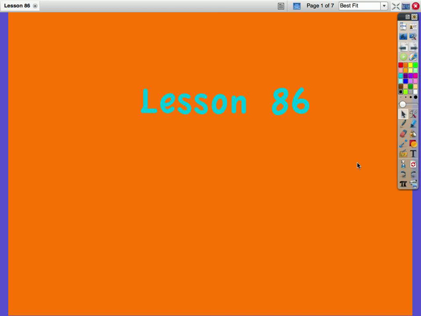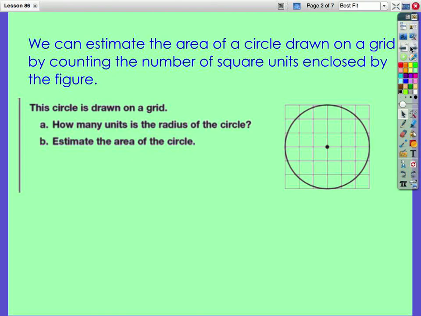For lesson A6, we're going to talk about area of a circle. We can estimate the area of a circle drawn on a grid by counting the number of square units enclosed by the figure. The circle is drawn on the grid. We want to know how many units is the radius of the circle. Remember, the radius is from the center to the outside of the circle, so we have 1, 2, 3 units.